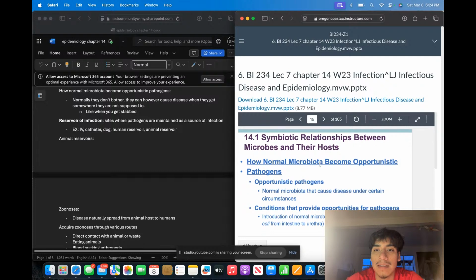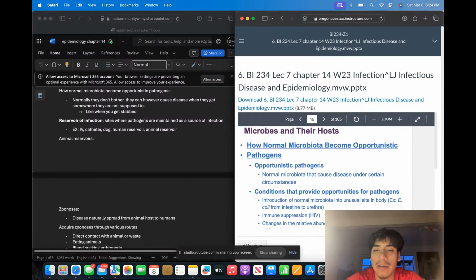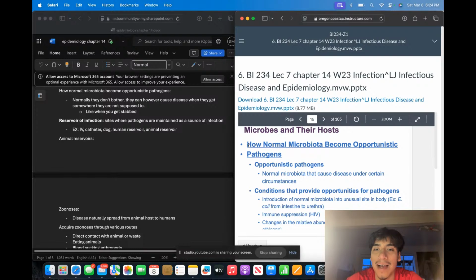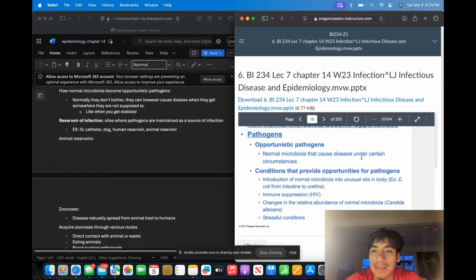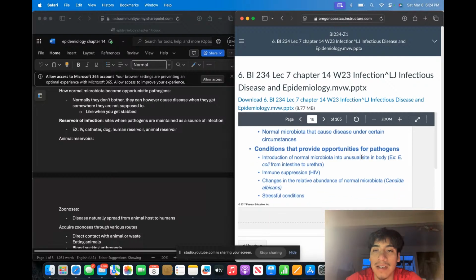Here we're going to talk about how normal microbiota become opportunistic pathogens. Opportunistic pathogens are normal microbiota that don't usually cause disease, but cause disease under certain circumstances. Conditions that provide these opportunities would be introduction of normal microbiota into an unusual site.